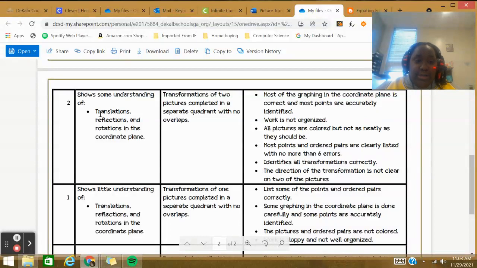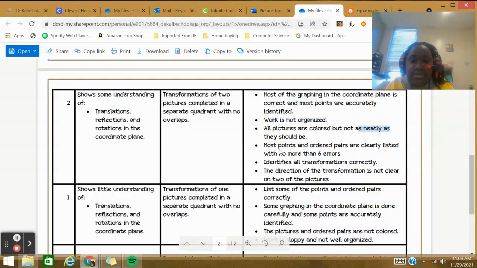is a 50, okay, that means you have at least two transformations. It says it shows some understanding of translation, reflection, rotation, and coordinate plane. Transformations of two pictures completed in a separate quadrant with no overlap. Most of the graphing in the coordinate plane is correct, and most points are accurately identified, but your work is not organized. All pictures are colored, but not neat.